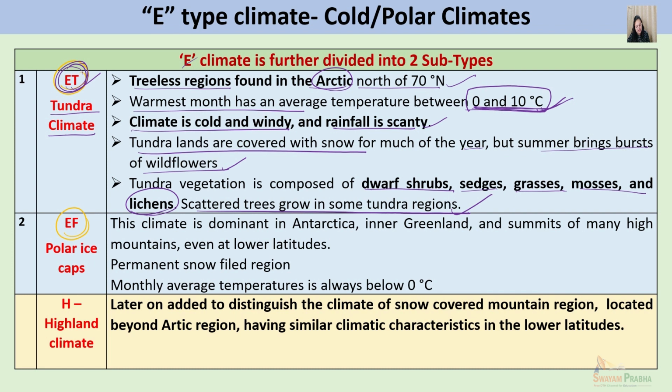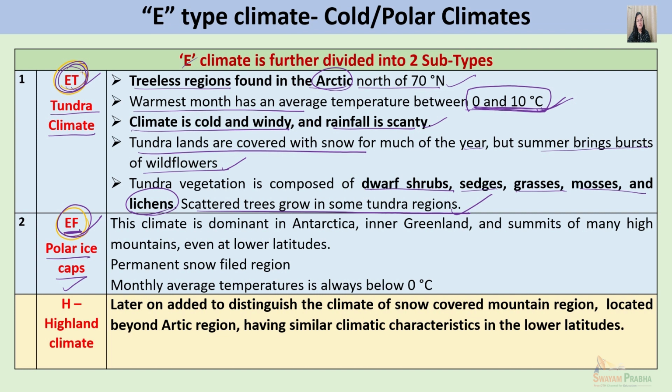Besides ET, the E type of climate is also divided into EF category, which represents polar ice cap. This means that these particular areas are completely covered under ice for the entire year, and there is practically no time period of the year when the snow melts off.